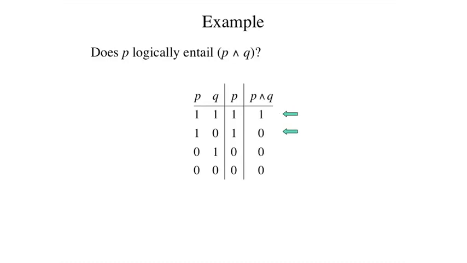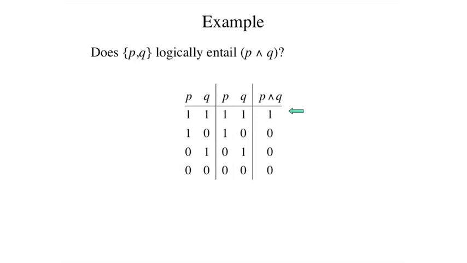Now let's do the same for the premise P and the conclusion P and Q. We set up our table as before and evaluate our premise. In this case, there's only one row that satisfies our conclusion. Finally, we notice that the assignment in the second row satisfies our premise but does not satisfy our conclusion. So logical entailment does not hold in this case.